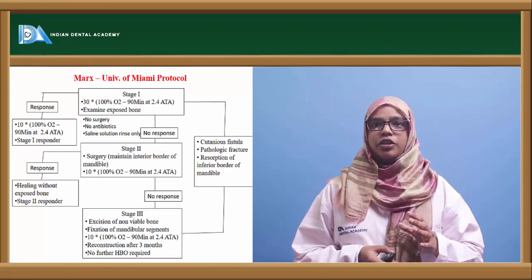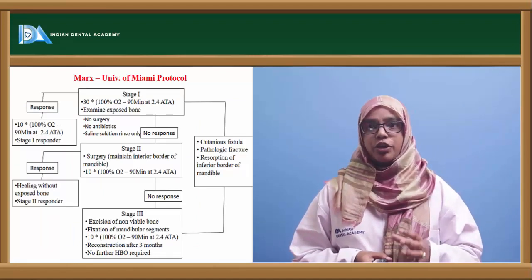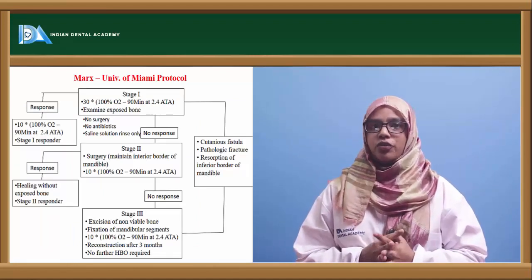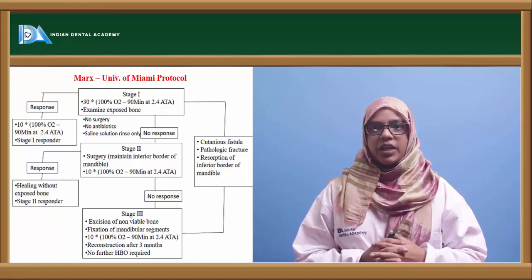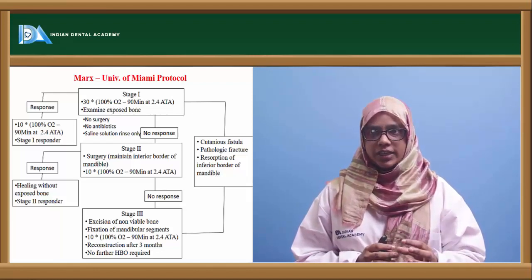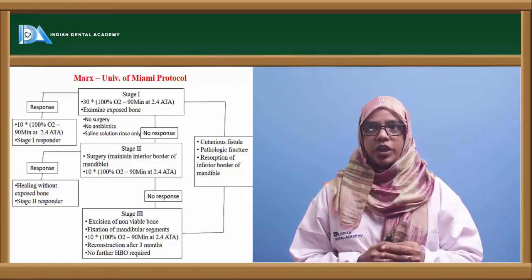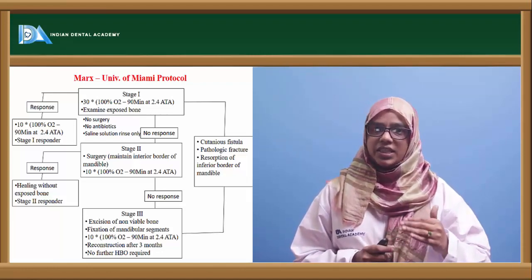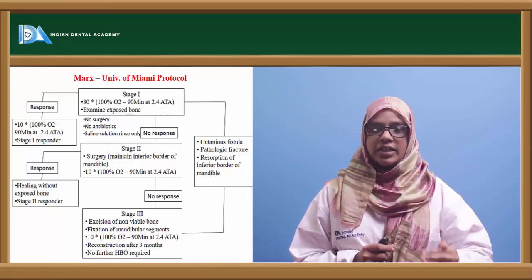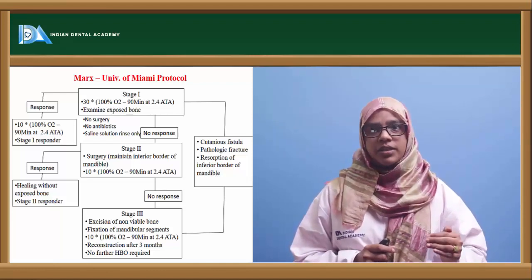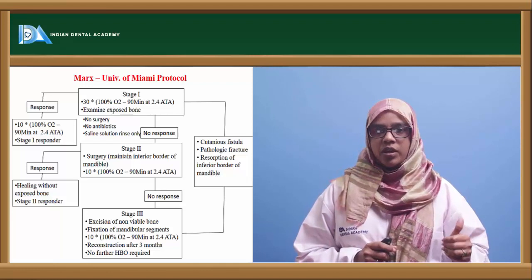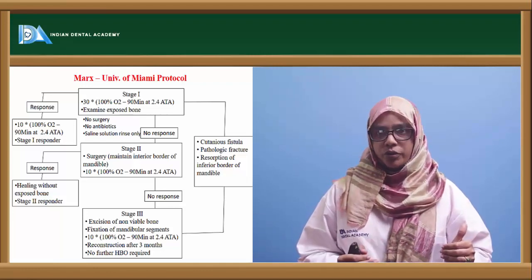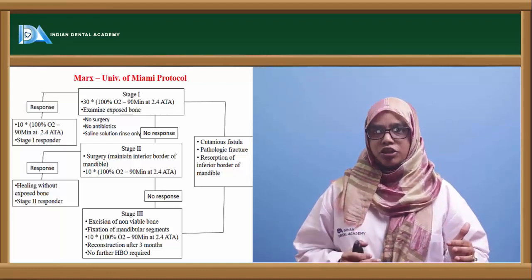Marx at the University of Miami has produced a protocol for treating osteoradionecrosis. He considered stage 1 cases. He gave 30 cycles of HBO therapy and examined the exposed bone. If it started healing, then he gave another 10 cycles of HBO therapy and termed it stage 1 responder. But some cases do not respond to it. Then he put them in stage 2.